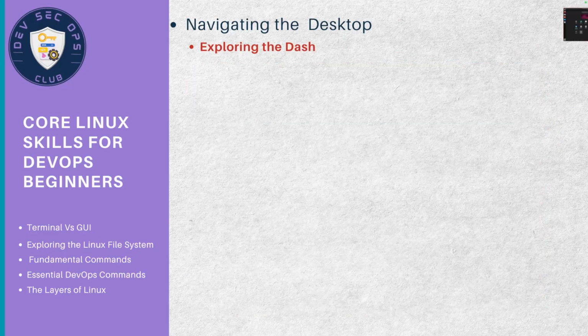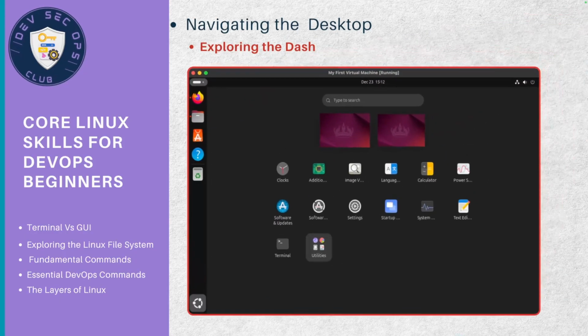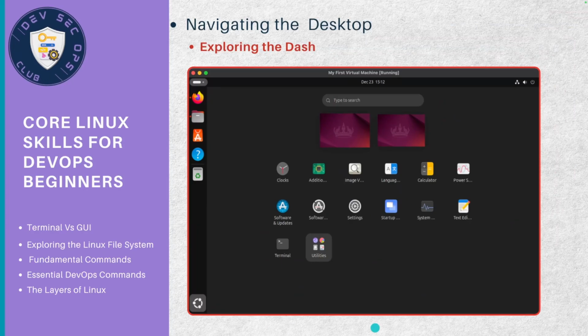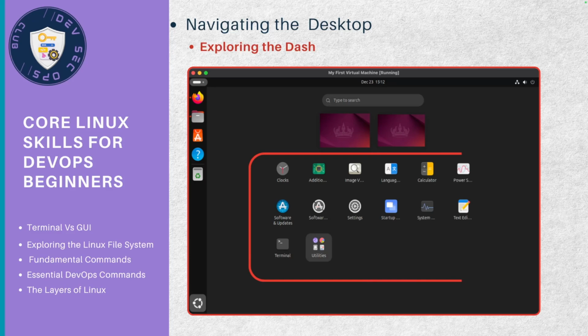So first of all, what is dash? It's a desktop environment which provides you the help facilities like searching and launching the application. When we click on this button, it directly opens like this. And here we have this one, which shows the grid of all the installed applications.